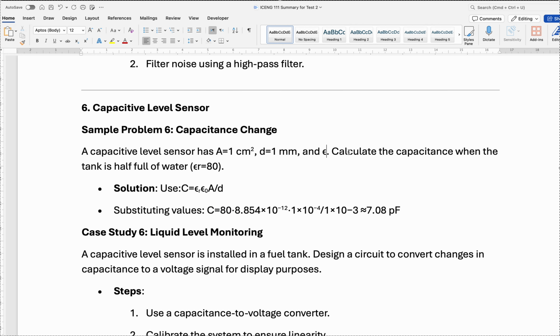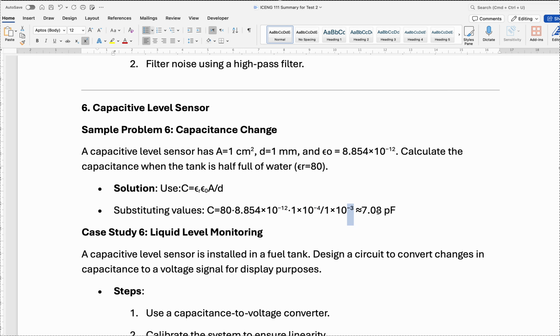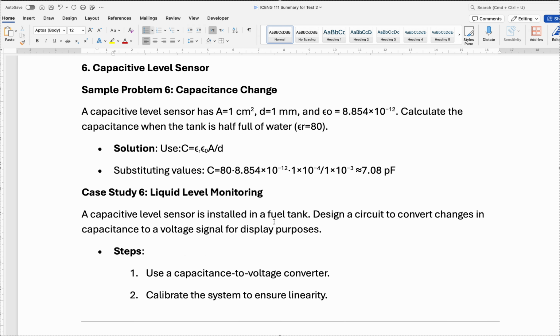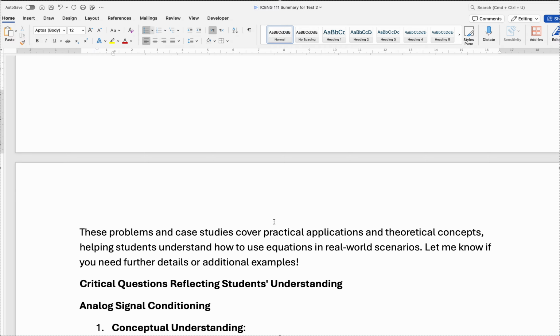Okay, so I'm going to call this E naught, 8.854 into 10 to the power minus 12. I'm going to take this just to make it neat. Sorry for this. So this is what I have, and then I'm going to multiply it by area. In this case, the area is 1 into 10 to the power minus 4 if I change this centimeter square to meter square, and then divided by D, if I change it to meter, it will be 1 into 10 to the power minus 3. Okay, and the answer is going to be 7.08 pico, whatever it's called, farad. Okay, so that's what we have here.